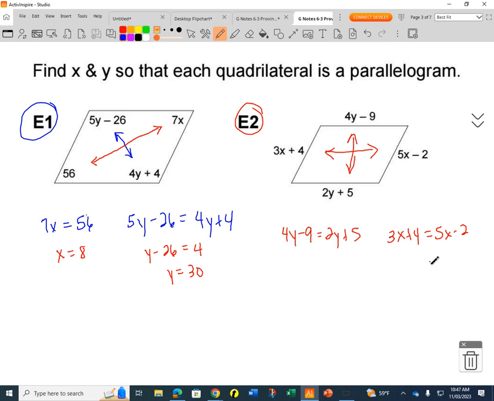Does that make sense, Max? Did you already solve for them?